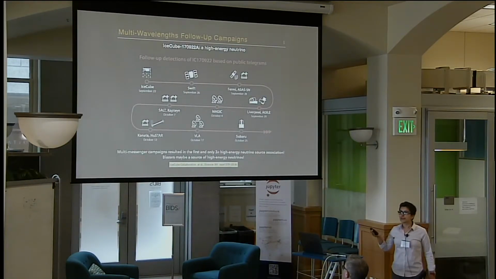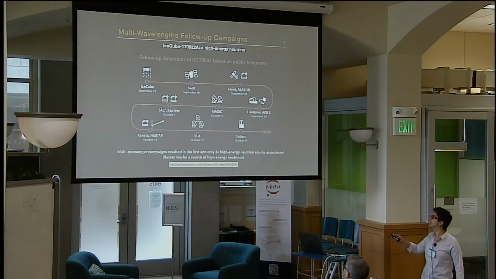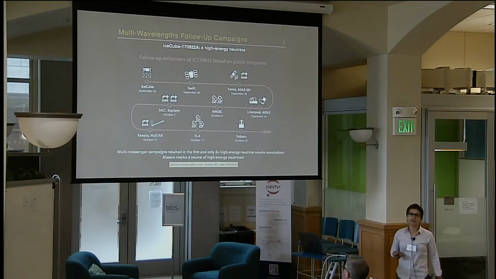So there was a lot of electromagnetic emission. And this was basically the first multi-messenger event involving neutrinos that we could follow up in real time. And after, of course, supernova 1987, but this was a very huge campaign, and it resulted in the first and only 3 sigma high-energy neutrino source association, indicating that blazars may be sources of high-energy neutrinos.